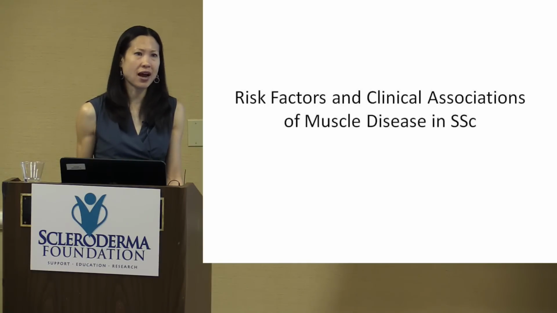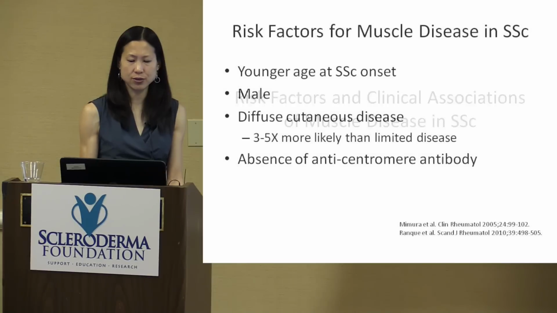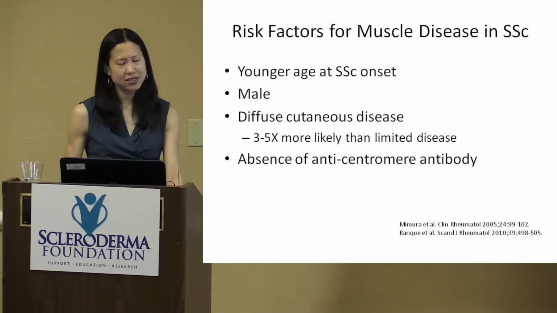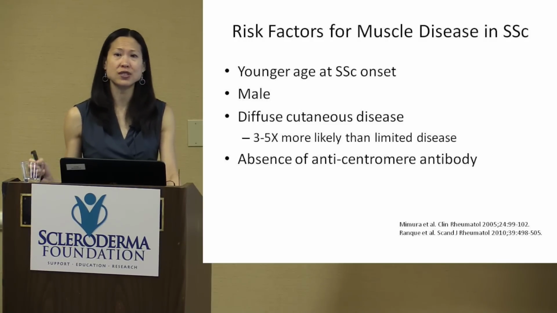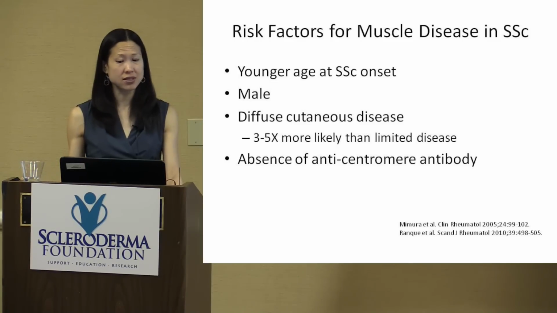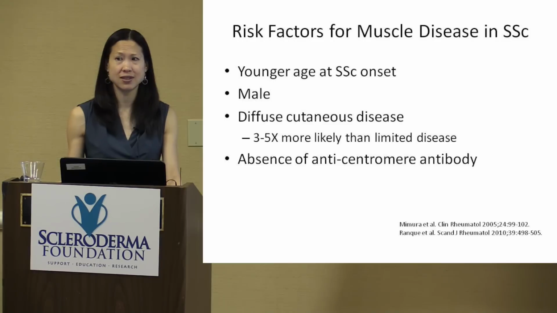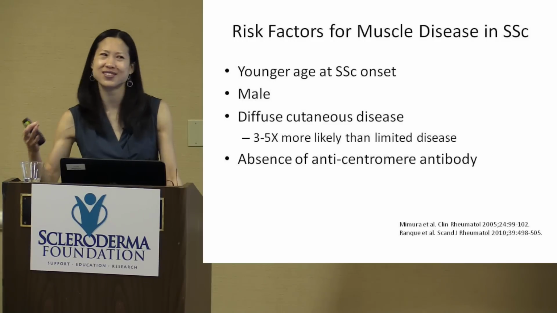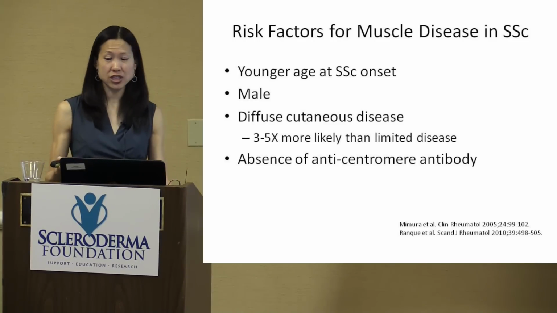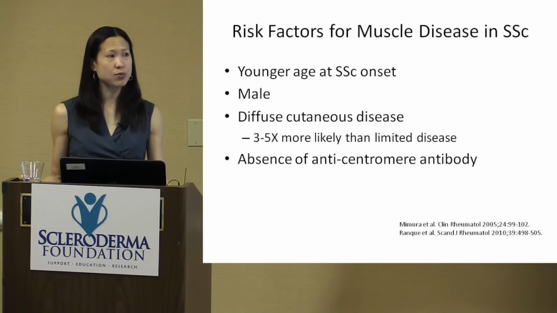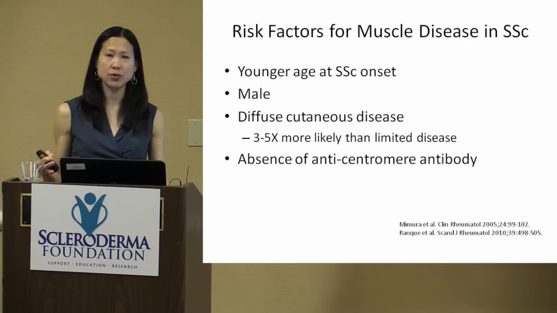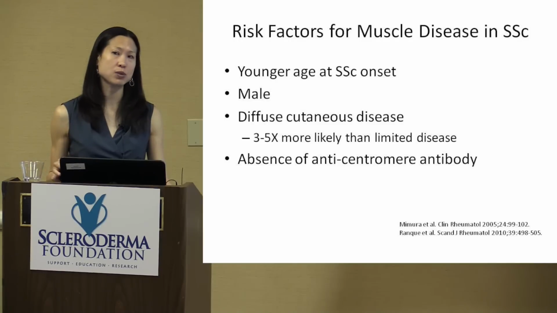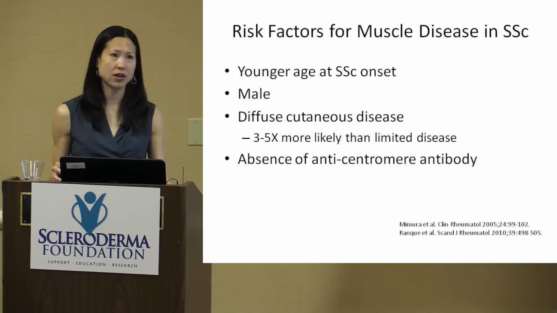So what puts you at higher risk for developing muscle disease in scleroderma? I just gave this talk on PAH, and one of the risk factors for PAH is having older age at onset of your scleroderma. Well, for muscle disease, it's actually younger age at scleroderma onset, so 20s, 30s, 40s, let's say 50s is young too. And male gender also seems to be associated with a higher risk for developing muscle disease. Having widespread or diffuse skin tightening is associated with a higher risk for developing muscle disease, and patients with diffuse disease are 3 to 5 times more likely than those with limited skin involvement to develop muscle disease.